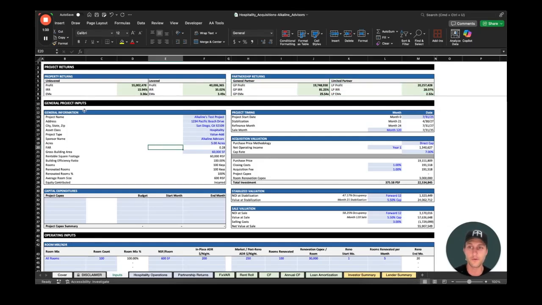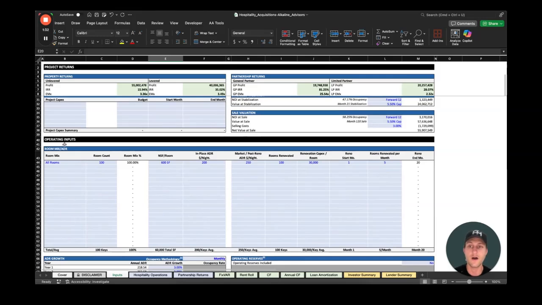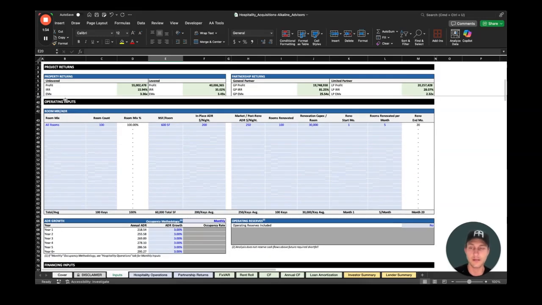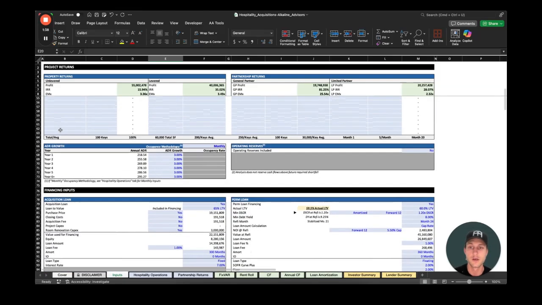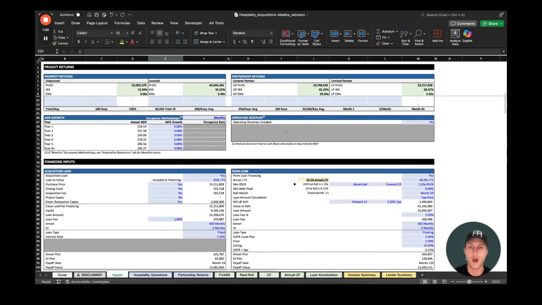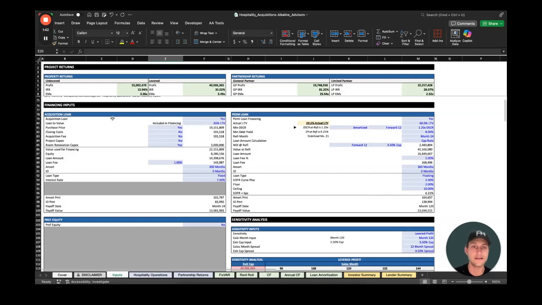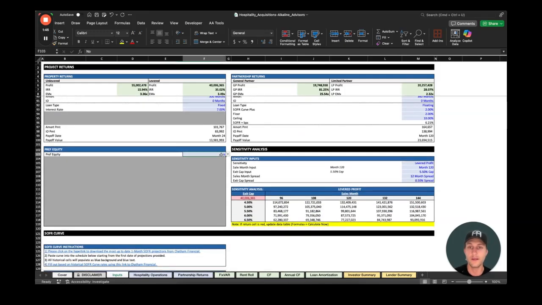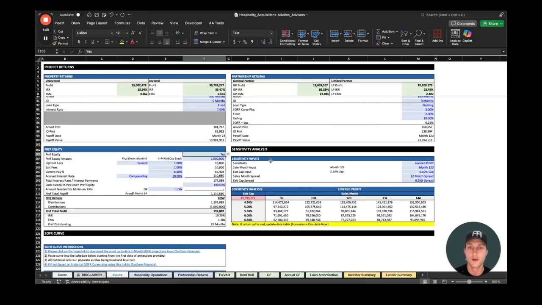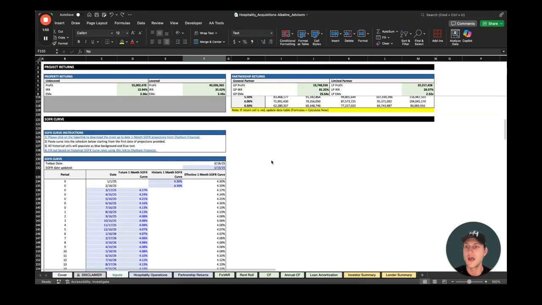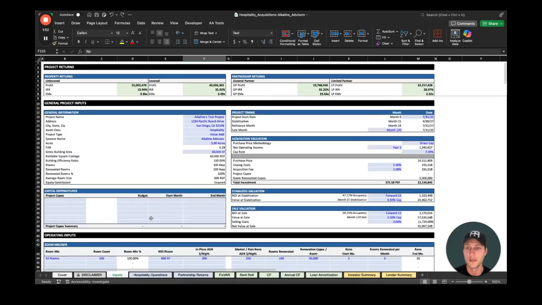Underneath that, we have general project inputs. Then we have a majority of the operating inputs, and I'll get to where the rest of them are housed in a moment. But here we have the room mix, we have the ADR growth, operating reserves. Underneath, we have the financing inputs, so acquisition loan, perm loan, pref equity. You can toggle this on or off. We have the sensitivity analysis, and then we have the SOFR curve.